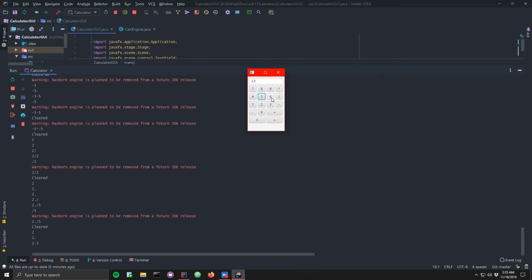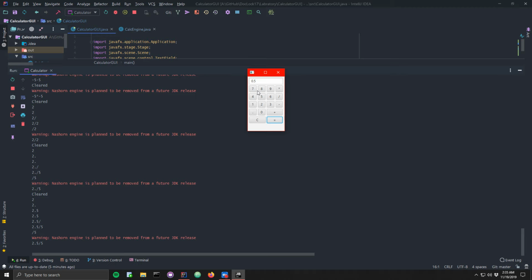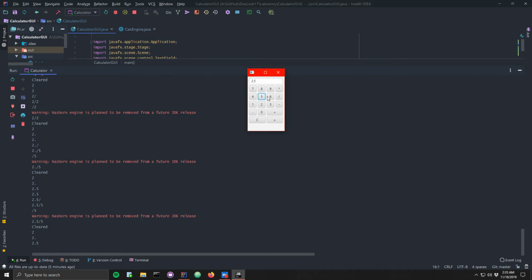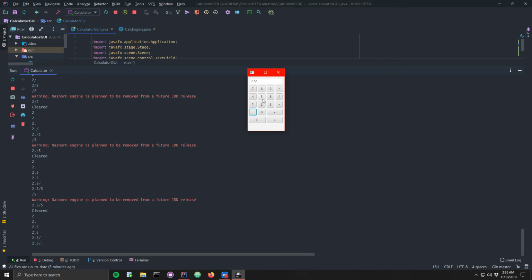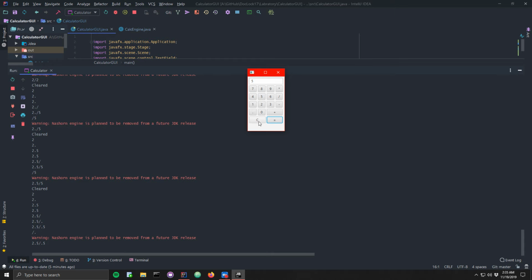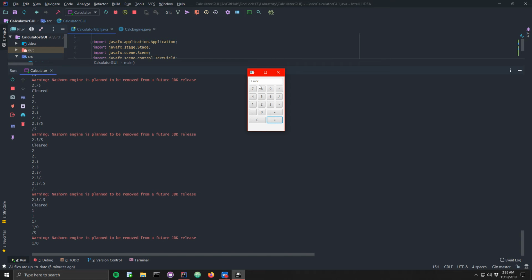2.5 divided by 5 equals... Oh, I put the math problem in wrong. That is not a mistake on my calculator's part. Hold on. 2.5 divided by 0.5 is 5. That is exactly what it should yield. 1 divided by 0, it gives error.